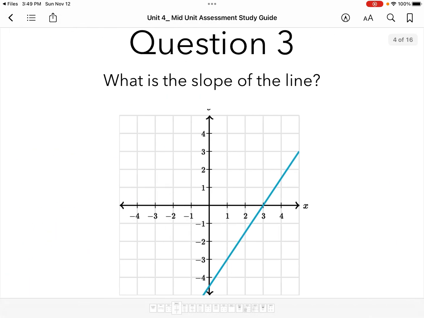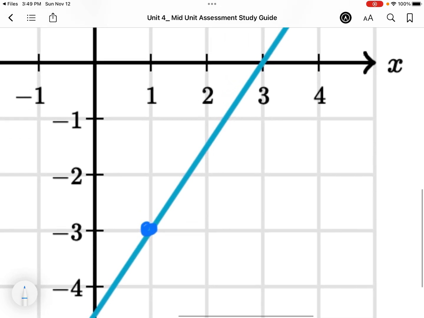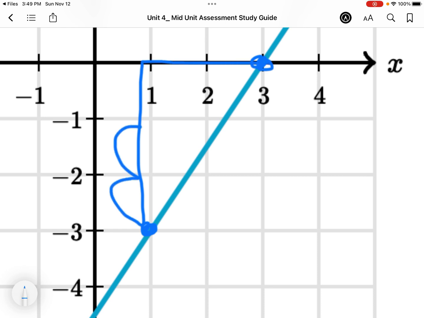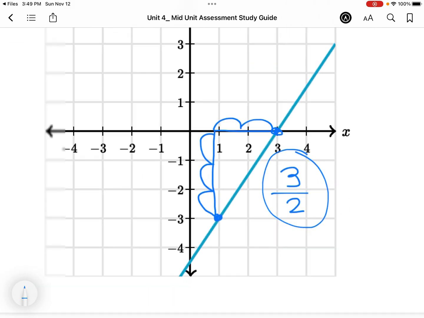All right, let's talk about the slope of the line. Remember, we're always going to do rise over run. So I've got a point here, and I've got a point here. So I'm going to do my rise over my run. 1, 2, 3, 1, 2. So 3 over 2. And this is a positive line, so it's 3 over 2.